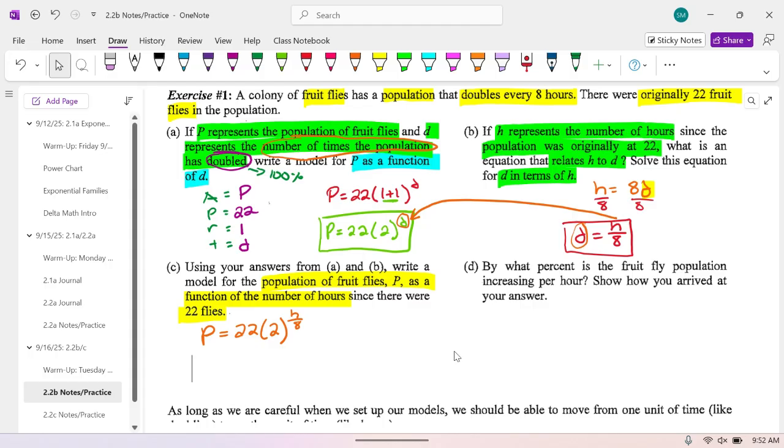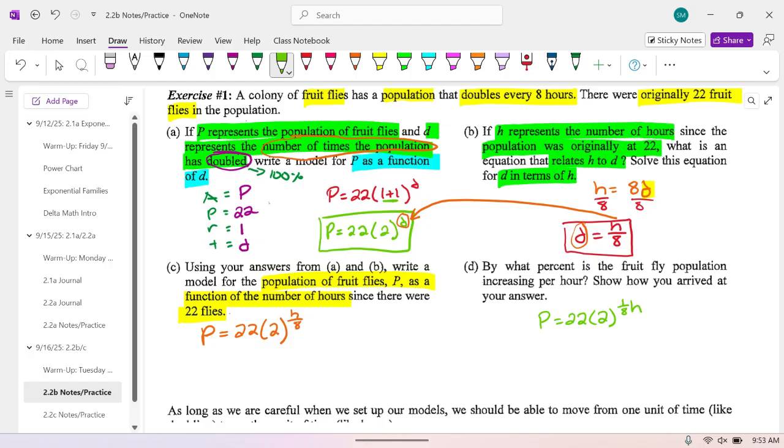Now, the last thing they want to know is by what percent the fruit fly population is increasing per hour. We know that every time it doubles, it's doubling by 100%. But that's not the rate of increase per hour. That's per 8 hours. So the way we would figure this out is we almost have to separate that exponent. We still have P equals 22 times 2, but I'm going to separate the H over 8 into 1/8 times H.